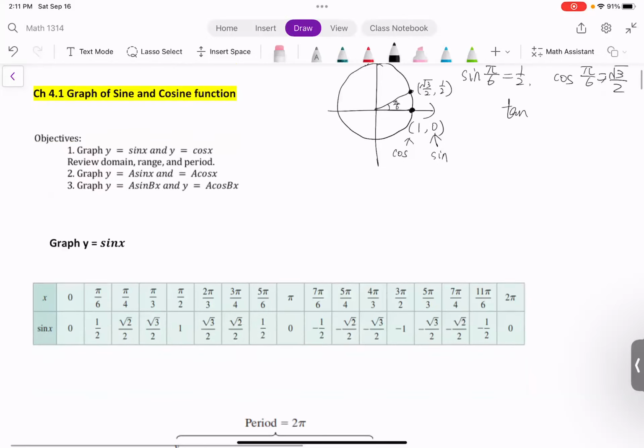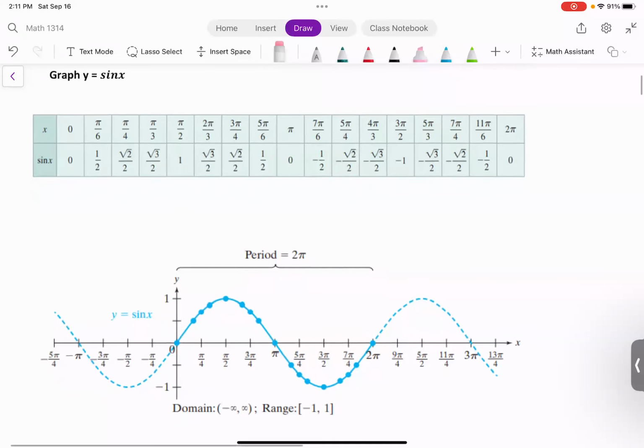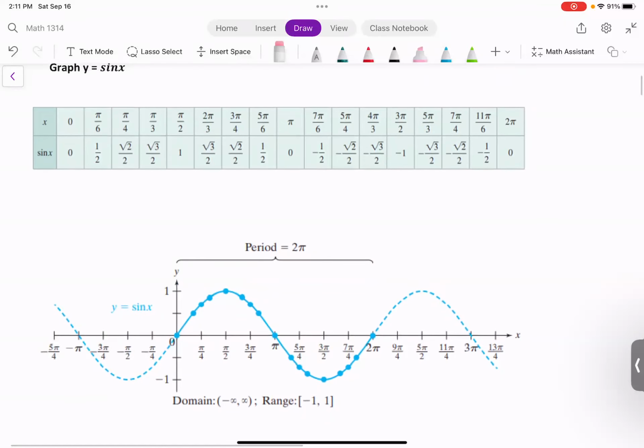So if I want to graph, I can draw a horizontal T chart. The first row is the angle's value, and the second row is the function's value, sine x. And I can select the special angles from 0 to 2 pi. That means one full cycle. From one full cycle, when x equals 0, sine equals 0. And when x equals pi over 6, sine x equals 1/2. So I list all of these special values until 2 pi. Then I can graph it on my xy plane.